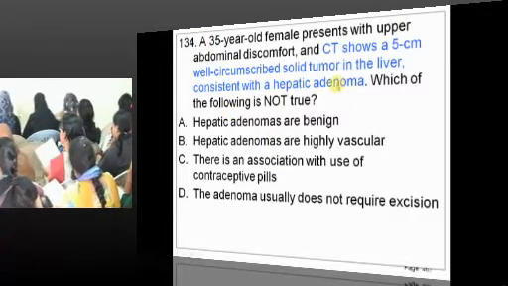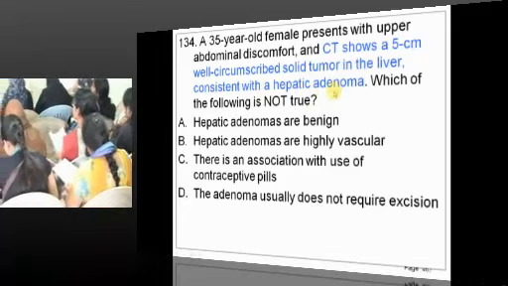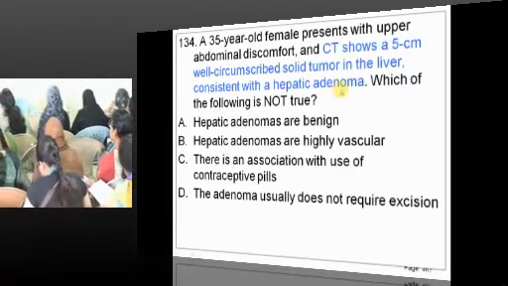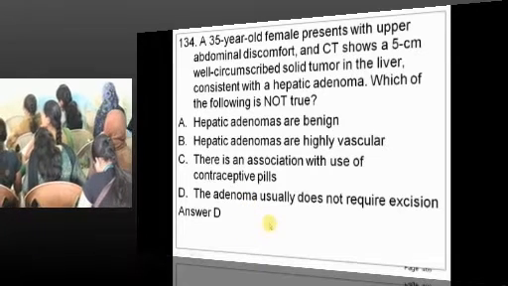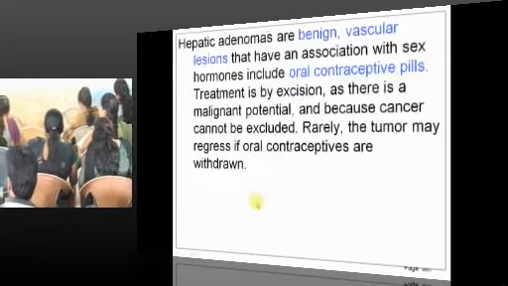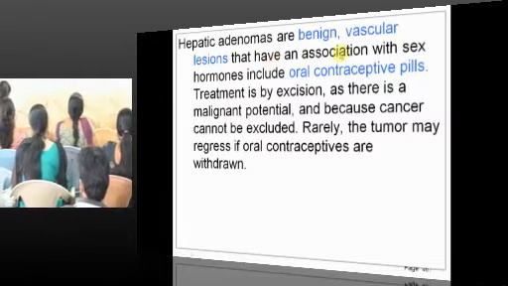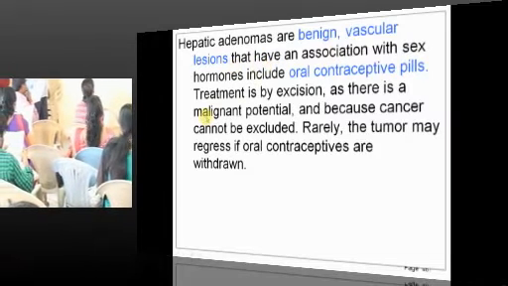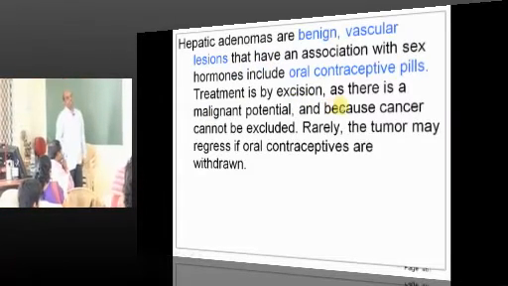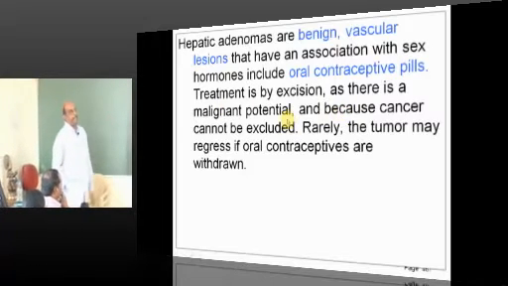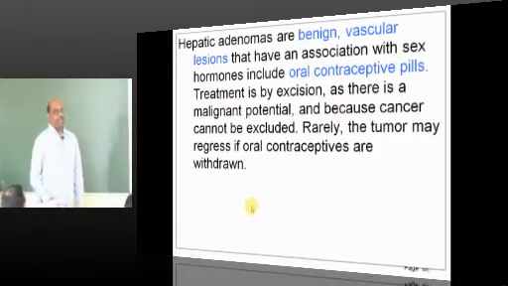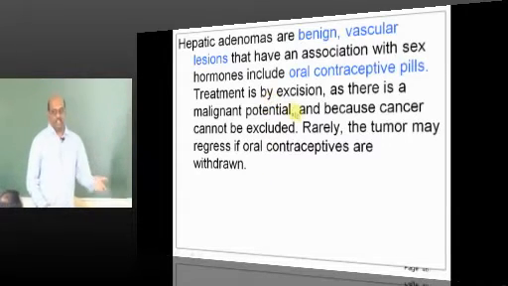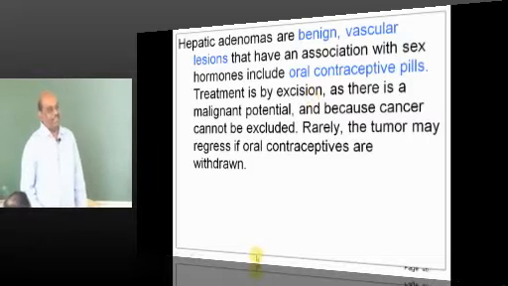CT is showing a 5 centimeter solid tumor in the liver, which is hepatic adenoma. What is wrong about it? D. That's right. Adenomas are benign vascular lesions. Treatment mainly is by excision, and there is a malignant potential for them, is the point of interest. If we don't know this fact, we will think it is due to OCPs, so if OCPs are stopped it will go away. It will not go away, that is important.